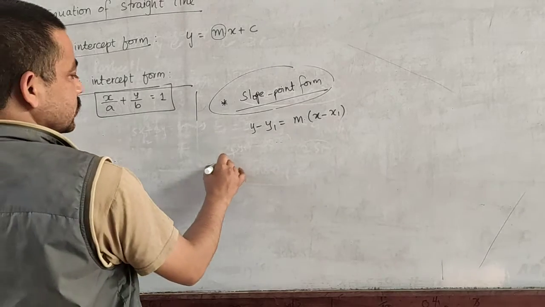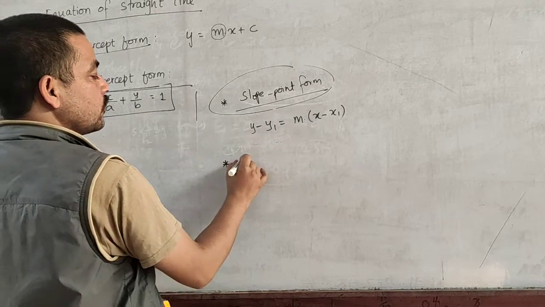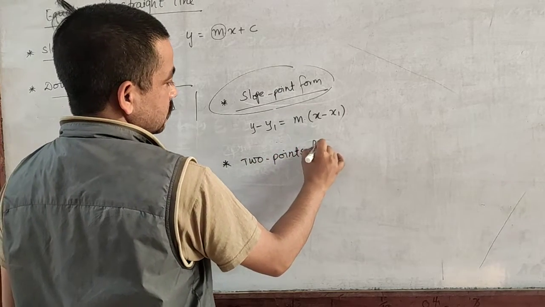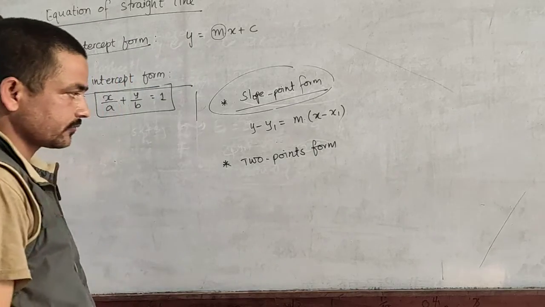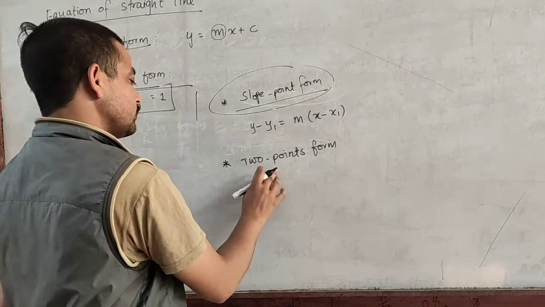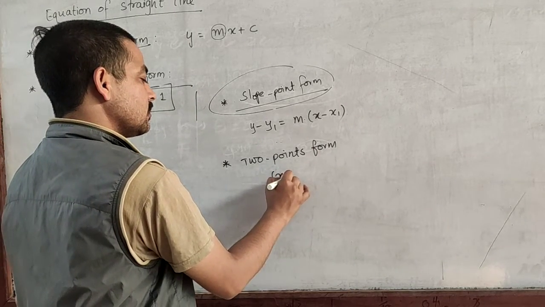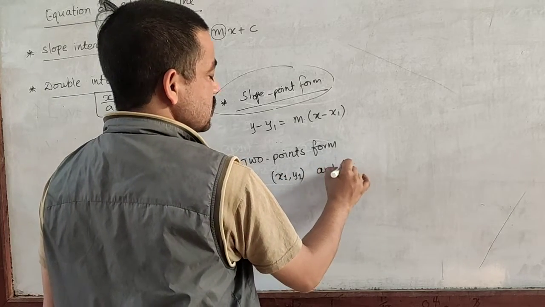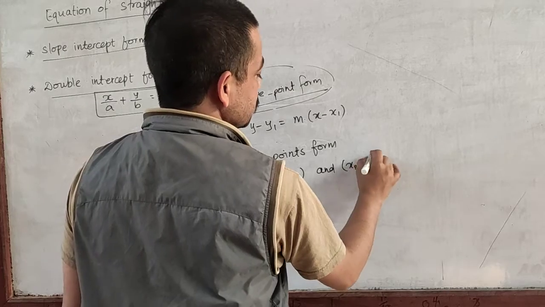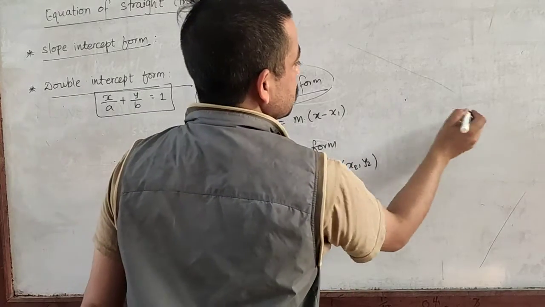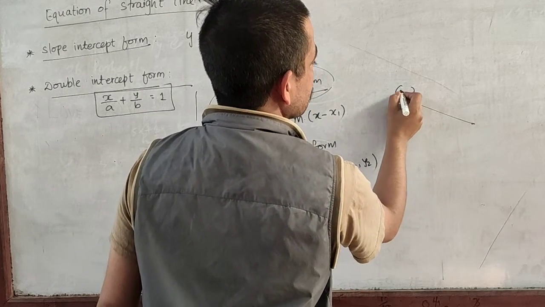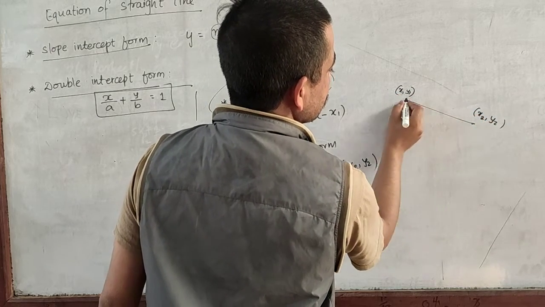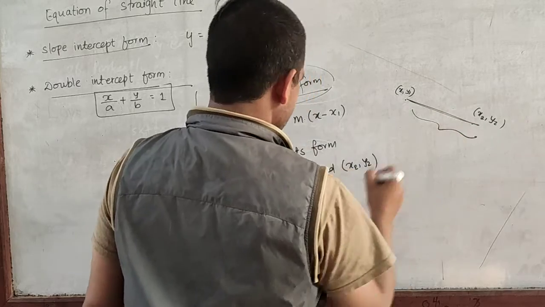Similarly, slope point form. Now two points form. That is the equation to get the equation of a line, if that line passes through the two points x1 y1 and x2 y2. Then what is its equation?